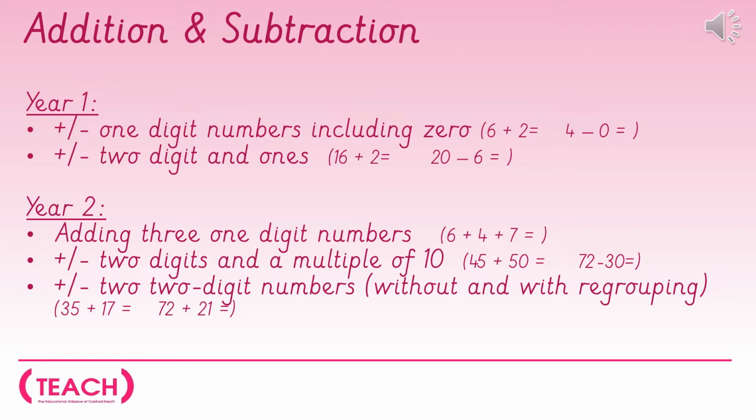We would try and encourage the children here to make the relationship to their number bonds to 10, the link. So 6 add 4 would be your number bond to 10, then you would just add your 7. We also add and subtract 2 digits and multiples of 10, so 45 plus 50, or 72 take away 30. And we also add and subtract 2 2-digit numbers with and without regrouping, so 35 plus 17, or 72 plus 20.